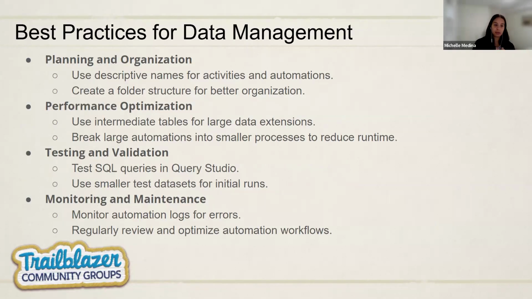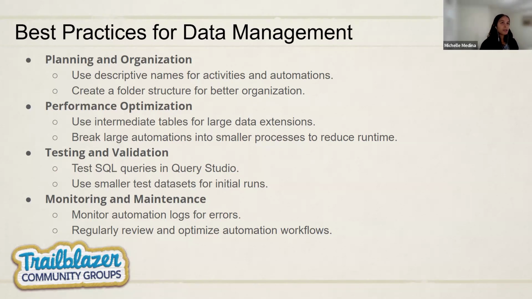And then just some best practices around data management, right? The first piece being planning and organization. So you want to always have descriptive names for all your activities and all your automations to make sure they're easily identifiable, what their use is for, have a description there, and then also create a folder structure just to have that better organization, easy to find, because there are lots of business units out there that have hundreds of automations running. So the better structure you have in terms of organization, the easier it'll be to maintain.